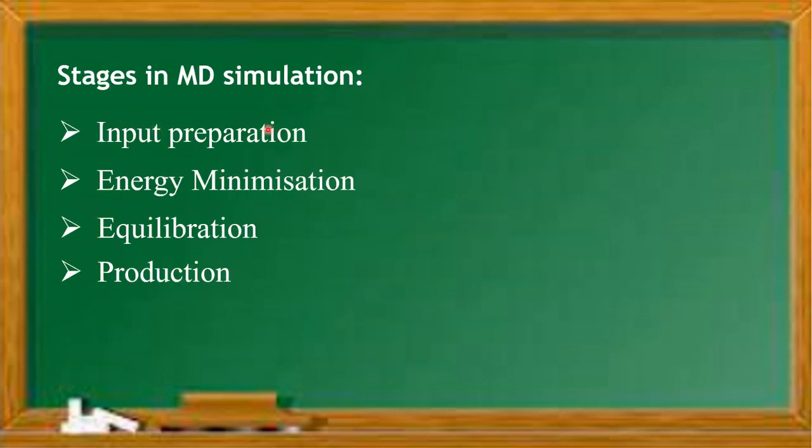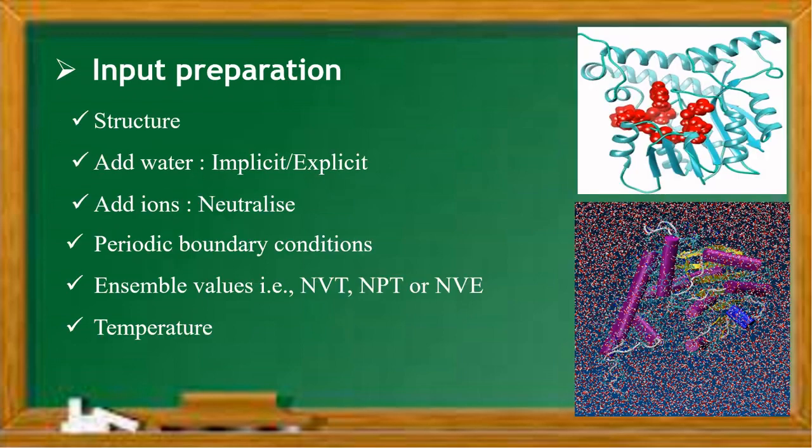Now coming to what are the different stages in MD simulation. It involves input preparation, energy minimization, equilibration and production. In the input preparation, we need a good starting structure for the molecule. We check whether it has clean geometry and is a minimized and stable structure or not. Then we add water molecules around the protein.